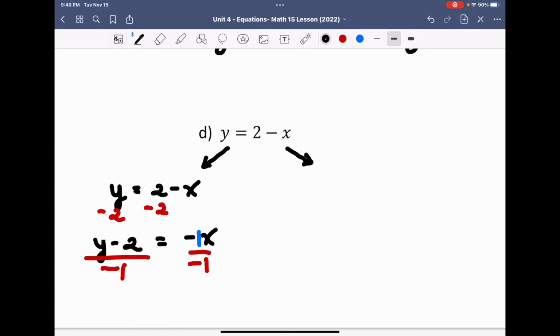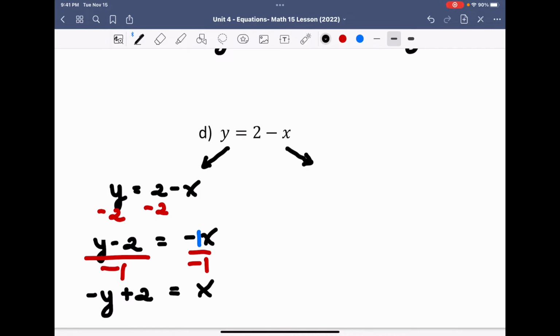Now, when we multiplied by a negative 1, it flipped the signs of everything. Division is no different. If I divide by negative 1, this becomes negative y plus 2. It flips the signs of both the other terms, and this is equal to a positive x because we had a negative over a negative, which becomes positive.